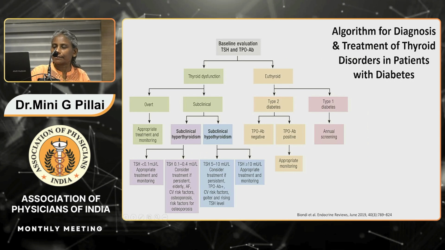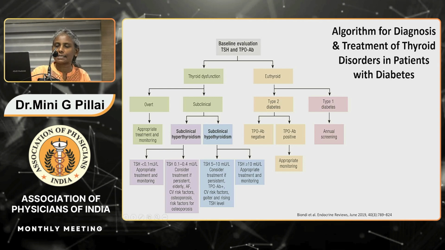Now the algorithm for diagnosis and treatment: baseline evaluation with TSH and TPO antibody. If there is thyroid dysfunction, it can be overt or subclinical. Overt, of course, we have to treat. Subclinical, again, depending on the guidelines, we have to treat. If TSH is very much suppressed in subclinical hyperthyroidism, appropriate treatment and monitoring. Again, in diabetes also, it follows the general guidelines only.